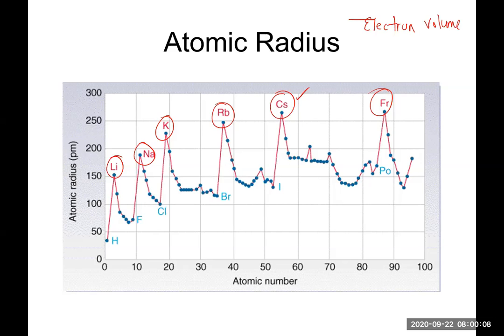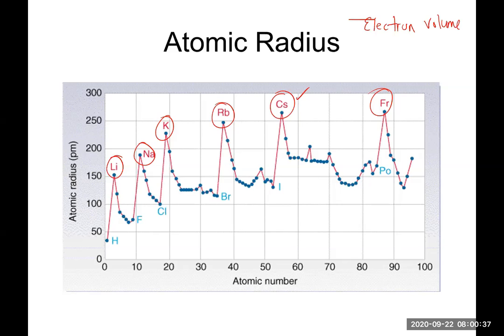Now, the other question is, why would the atomic radius increase on the periodic table across a period or row from the right to the left? Or we could similarly say that the atomic radius decreases as we go from left to right. Well, think about what's happening as we go from left to right across the periodic table. We're increasing the atomic number as we go from left to right across a row or period.